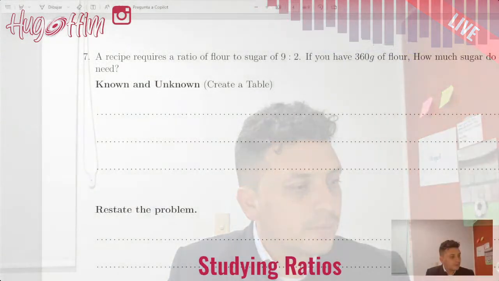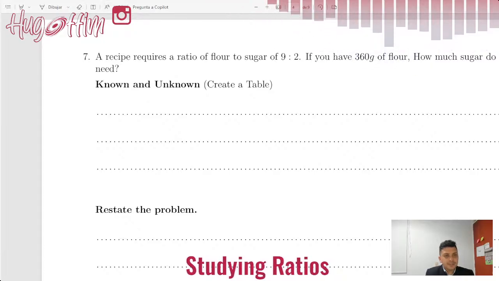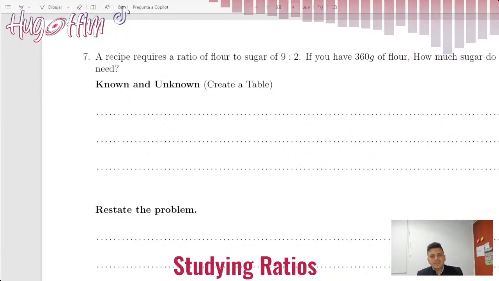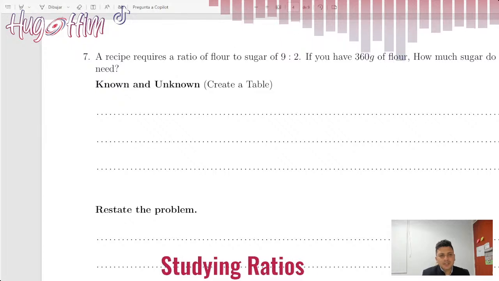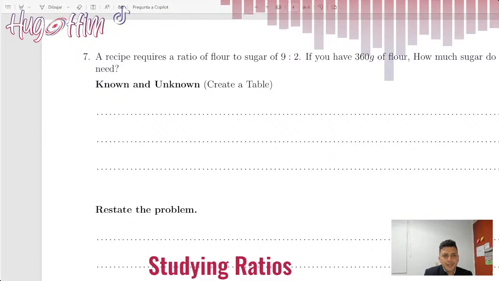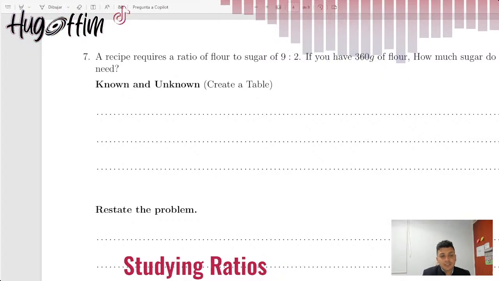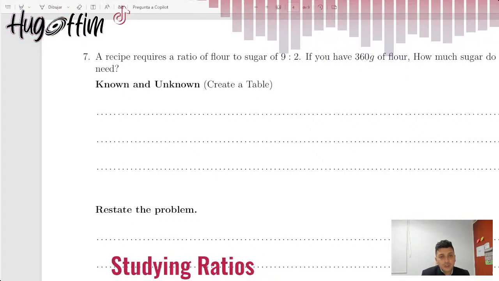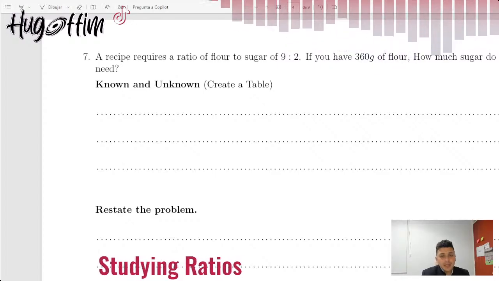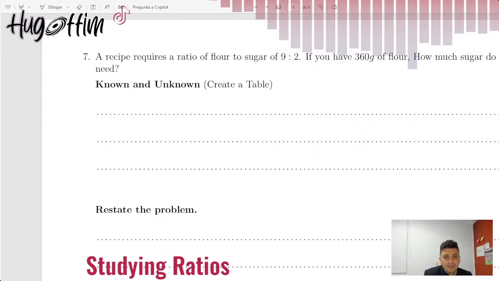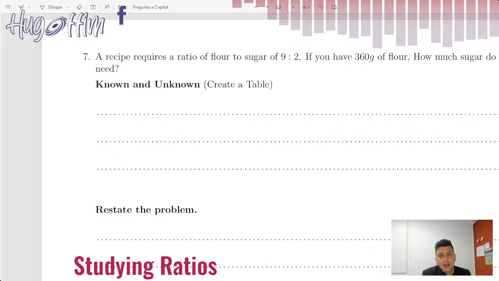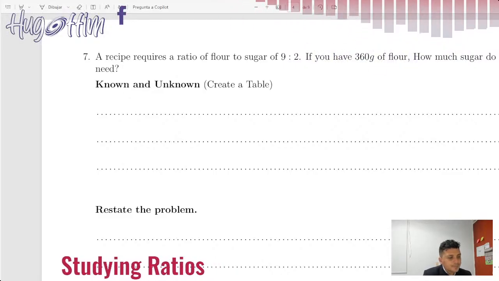Okay, we're going to start now. So let's go with our problem. Actually, these are basic problems that you can find when you're cooking or doing other things. The question says that a recipe requires a ratio of flour to sugar of 9:2, and I want to know, if I have 360 grams of flour, how much sugar do I need?